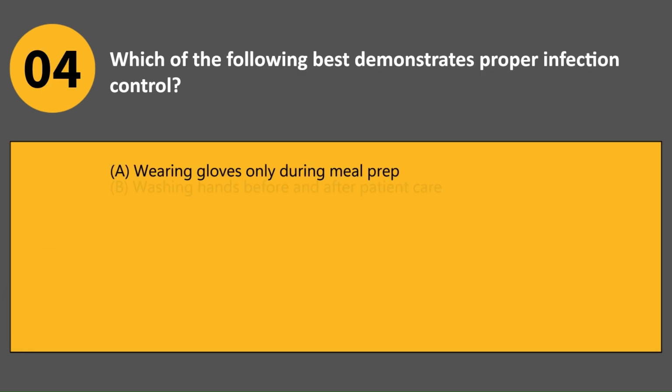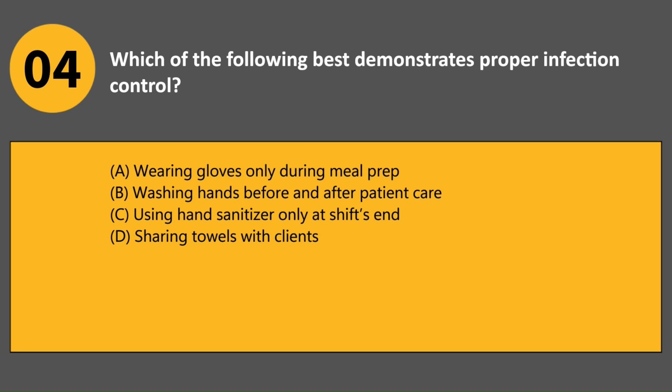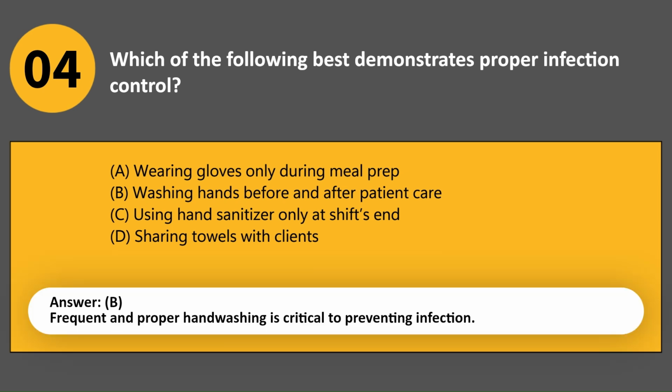Which of the following best demonstrates proper infection control? A. Wearing gloves only during meal prep. B. Washing hands before and after patient care. C. Using hand sanitizer only at shift's end. D. Sharing towels with clients. Answer: B. Frequent and proper hand washing is critical to preventing infection.